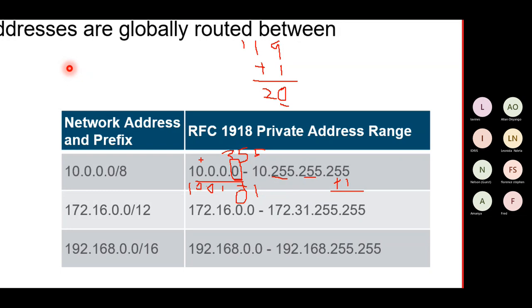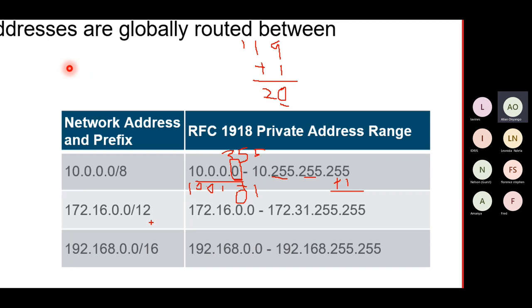One of the ways to identify private addresses is any address that begins with 10. It doesn't matter what is on the second, third, and fourth octet. That is a private IP address. Then I get to the confusing one.